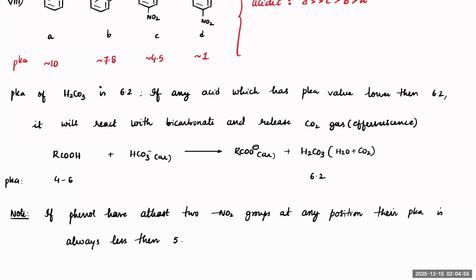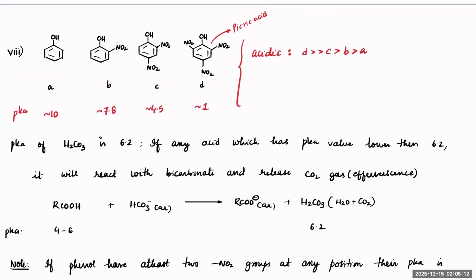What is the condition? Look into it once again. The carbonic acid which is forming should have a higher pK value compared to the reacting acid. Now, from the phenolic structures, if you may have noticed, neither phenol is lesser than 6.2, nor is 1-nitrophenol lesser than 6.2.